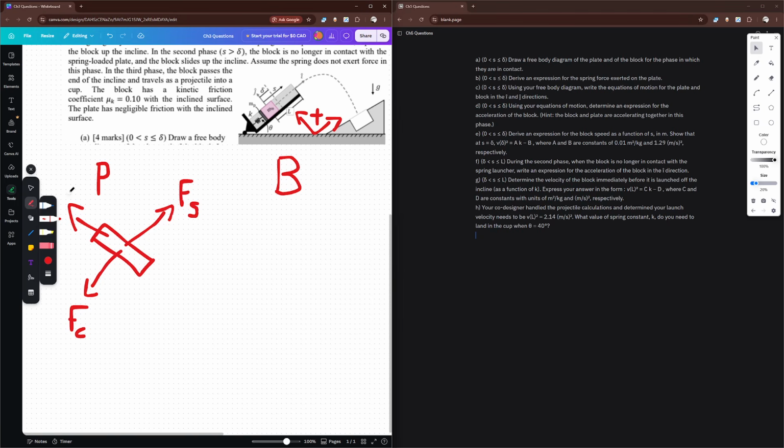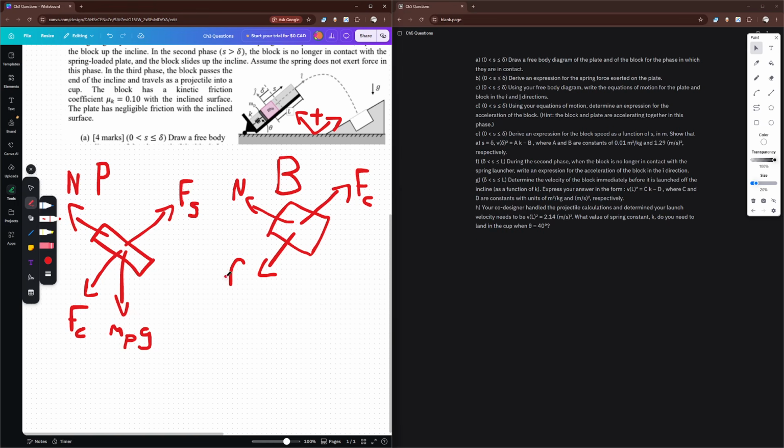There's the normal going in the j direction, and then we have a gravity straight down, M_P g. Now for the block, nice square like this. We have our force of contact like so. We have our normal. We have a force of friction which opposes motion. So this is lowercase f for friction, f_k. And then we have a gravity straight down, M_B g. And that's our free body diagram.